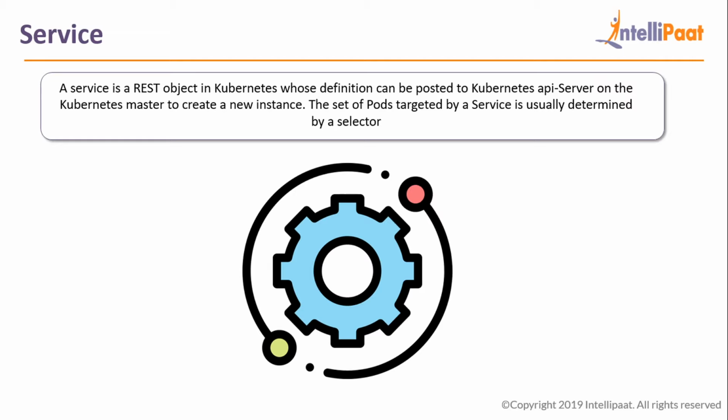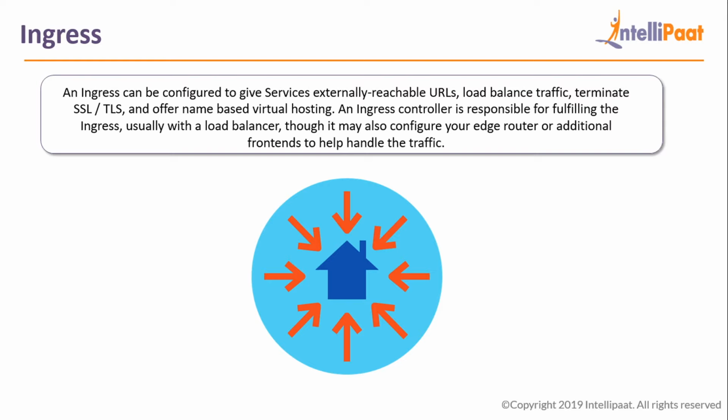So moving further, we have something called an Ingress as well. Ingress is something which can be configured to give services externally reachable URLs, to balance the load, and to terminate SSL and TLS. And it also offers you virtual name-based hosting as well. So what do we mean by this basically?